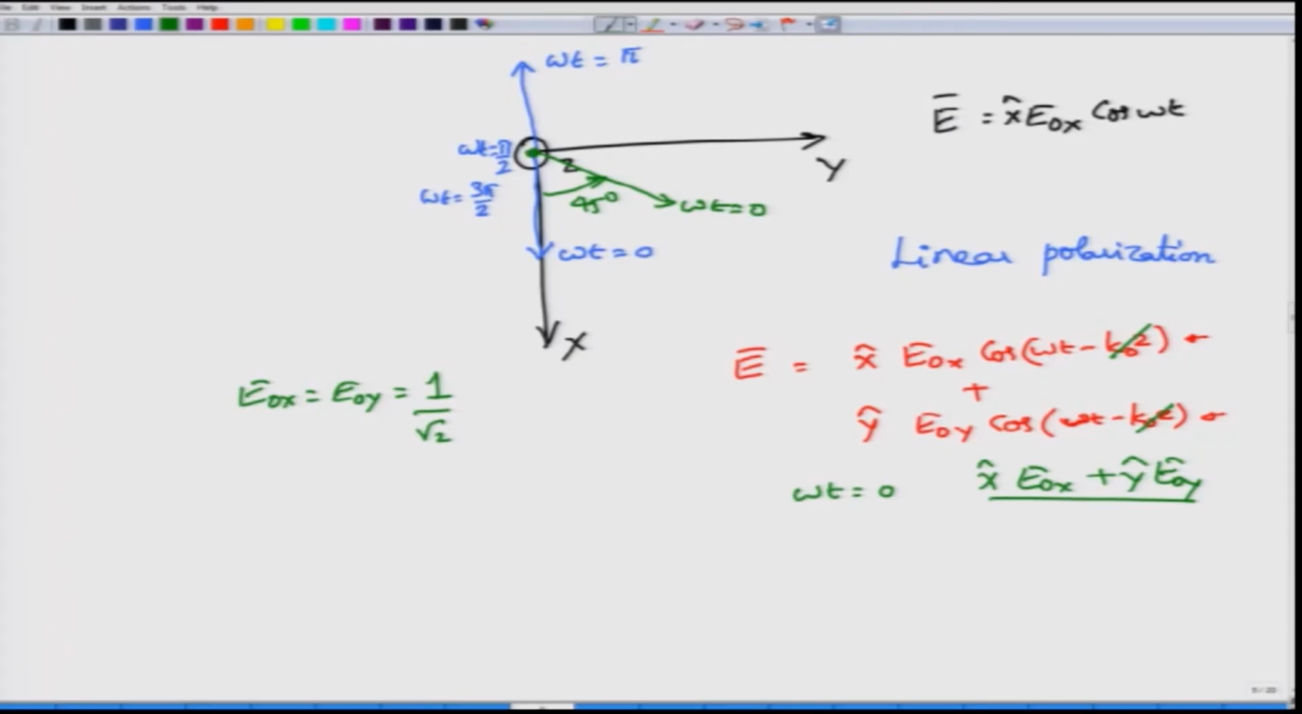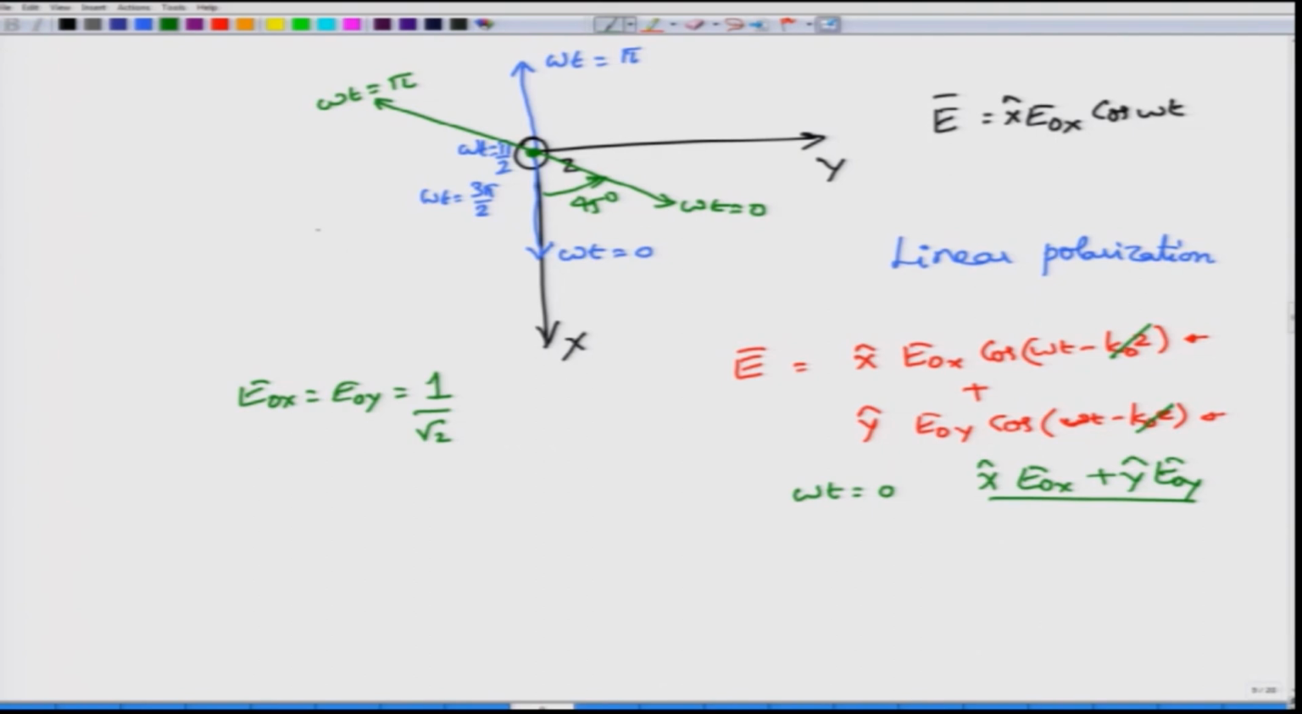So, the electric field is at the origin, and at omega t equal to pi, the signs of E0x and E0y, or the direction of Ex and Ey, will be reversed, which means that along the same line, but directed in the opposite direction, right. So, this would be the case at omega t equal to pi, and at omega t equal to 3 pi by 2, the field would have gone back to 0.